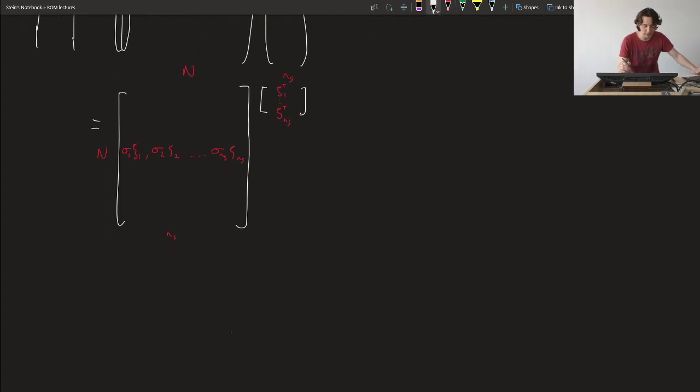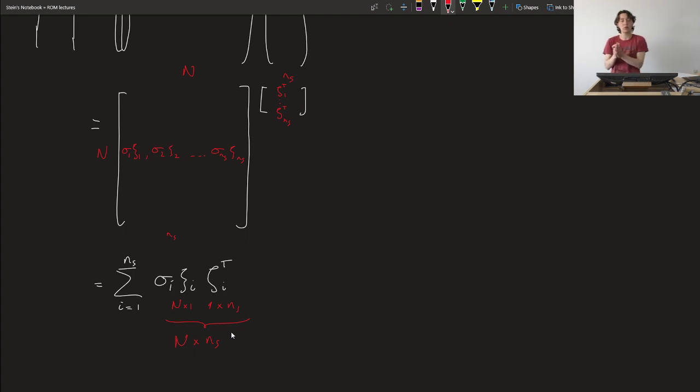So what do we get? Well, I can actually write this now as a summation. I get a summation of i equal to 1 to ns of these sigma values, sigma i, of our psi vectors, psi i, multiplied by zeta vectors transpose. How does this multiplication work? Well, I have n times 1 by 1 times ns. So each of these is actually an n by ns matrix. So I'm summing a whole bunch of matrices together. That's what this multiplication is doing.